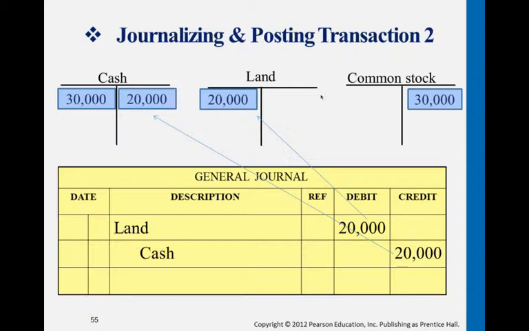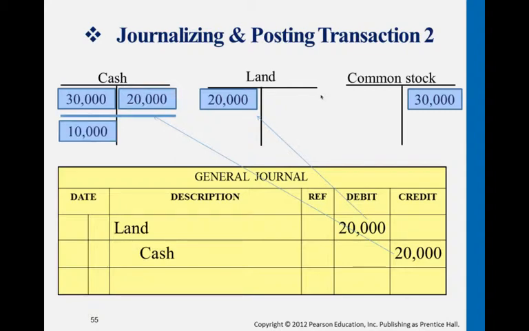Okay, so when you look at each and every T account, you should be able to identify land. We purchased land that worth $20,000. Common stock, we issue common stock, and we raise capital from the public by $30,000. So without giving you these journal entries, when you look at the accounts, you should know what it represents. Whether it has been increased, the account has been increased or decreased.